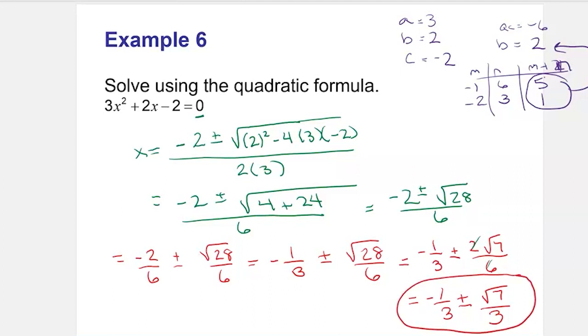And if you're not sure exactly what the plus or minus means, here, let me write it here. So it means x equals -1/3 plus the square root of 7 over 3, or x equals -1/3 minus the square root of 7 over 3. And that's basically what we'll be covering in 1.4 for this class.